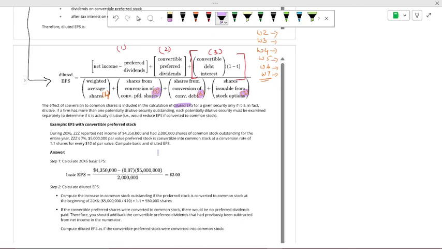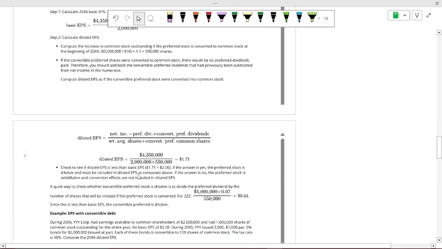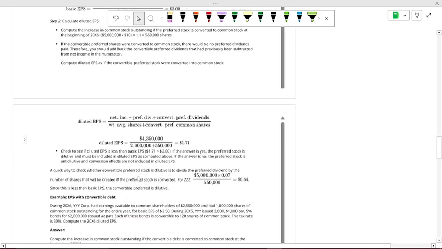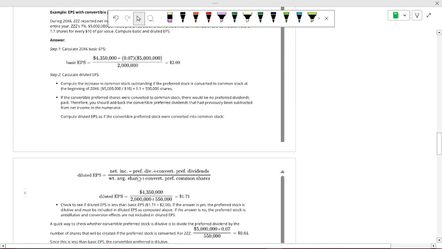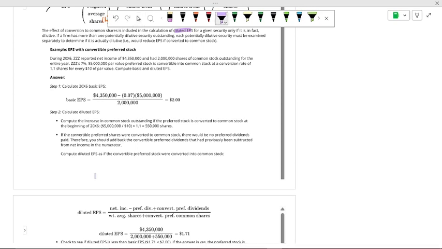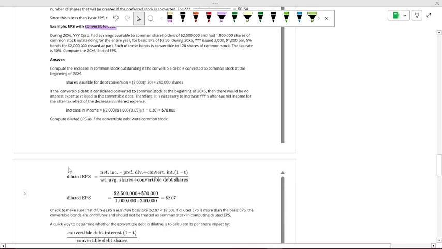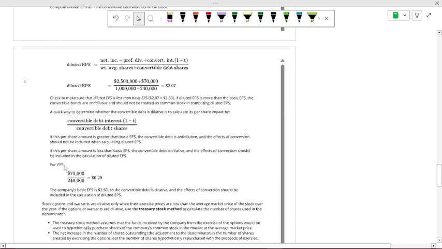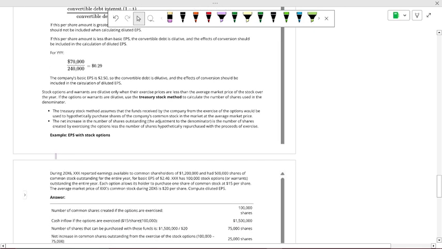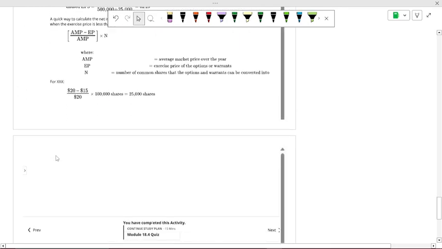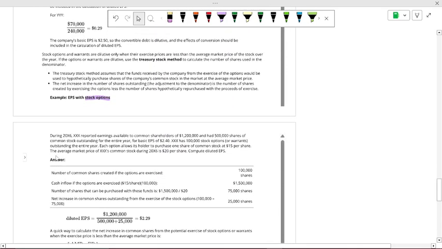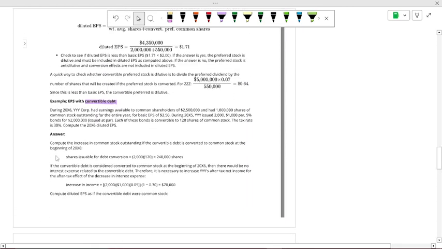Now we will do one question here before we wind up. See, they are also making things easy for us. They gave you an example of preference stock, then an example of convertible debt, and they gave an example of a stock option separately.